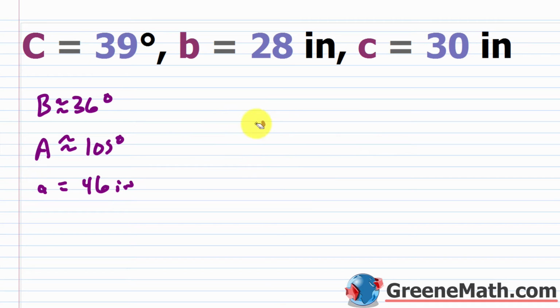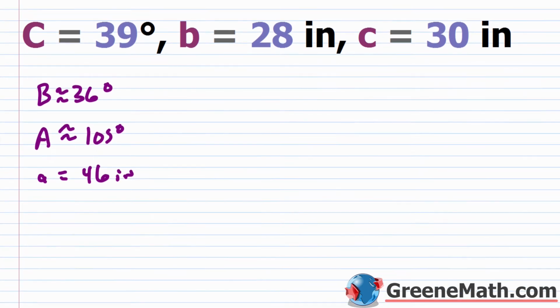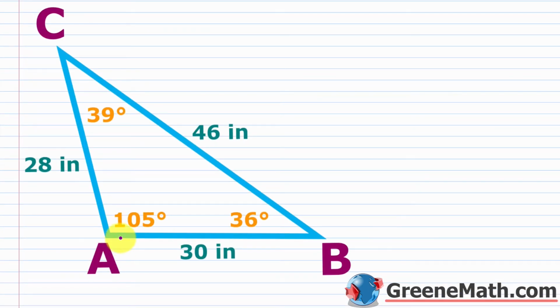Now let me show you this sketch really quickly, and then I'm going to come back and show you why there can't be two solutions, how you could prove this. So let me show you the sketch I made. Here you have your angle A, which is 105 degrees. Opposite of that, you have your side A, which is 46 inches. Again, this is an approximation. For B, it's 36 degrees. Opposite of that, over here, you've got 28 inches. And then C is 39 degrees. Opposite of that, you've got 30 inches.